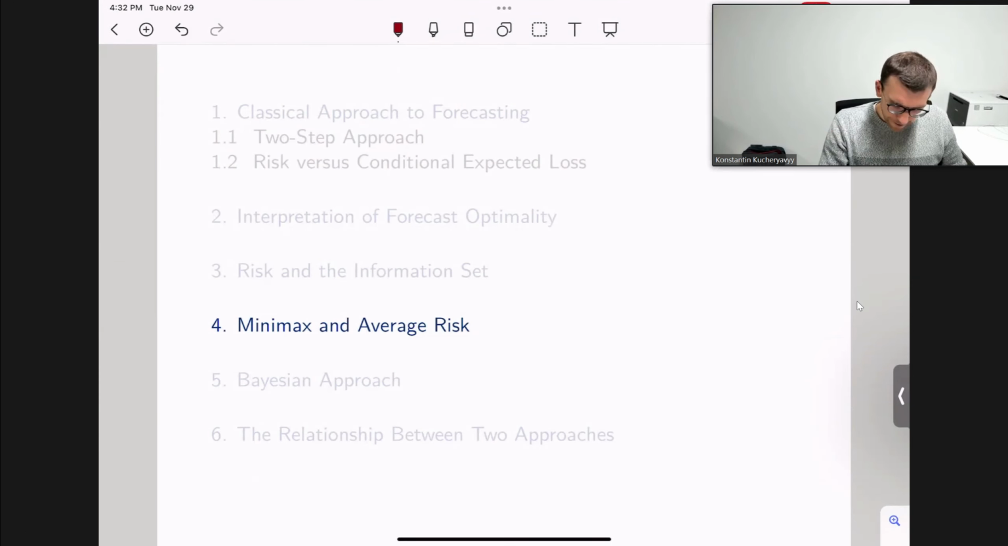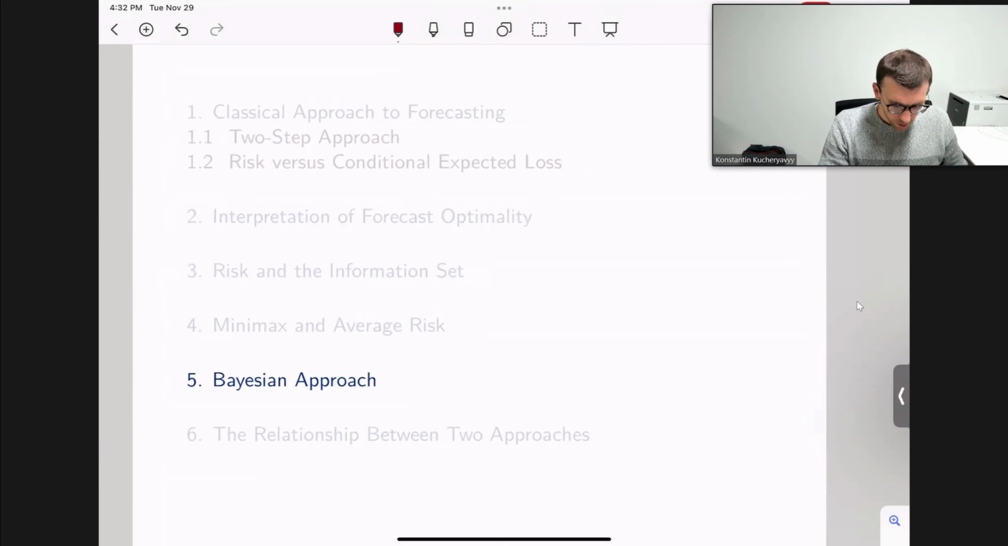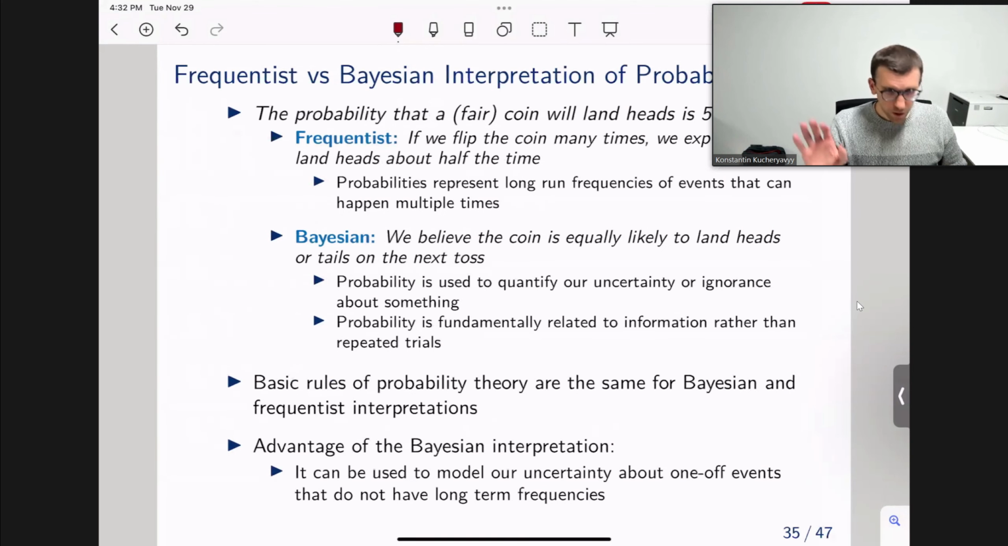And then, let me jump to the Bayesian approach. I guess this is all we will be able to do today. And then the relationship between the two approaches, Bayesian versus classical. So just a quick conceptual thing. I am not going to talk too much about it, just one slide.